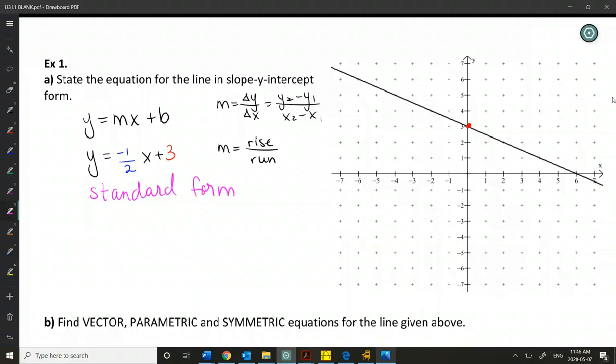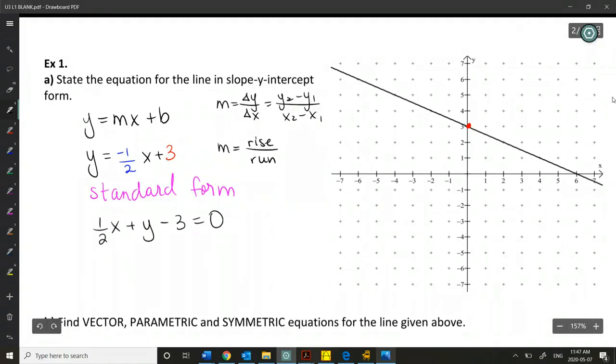We also ideally do not want to have fractions in here, so we're going to multiply through by the denominator of any fractions just to make sure that we have everything in a standard format. That's why this is called standard form. And we'll typically also try to make sure that the coefficient of x is positive. So when we do this, we'll move x over, we'll get positive half x plus y minus 3.